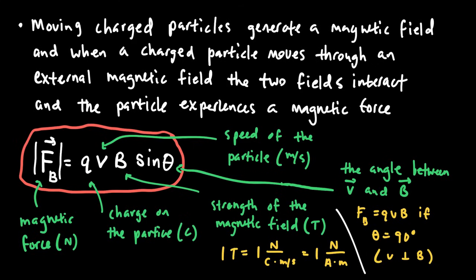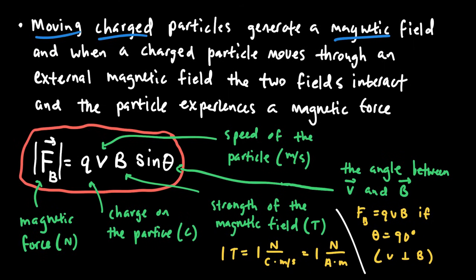Just like as we said when we were talking about the magnetic domains and the magnetic dipole moments, a moving charged particle creates a little magnetic dipole moment. Therefore, anytime I have a charged particle that is moving, it's going to generate its own magnetic field. And if that charged particle is placed into another magnetic field, then those two magnetic fields will interact. And what happens is the charged particle experiences a force. And we call that force a magnetic force.